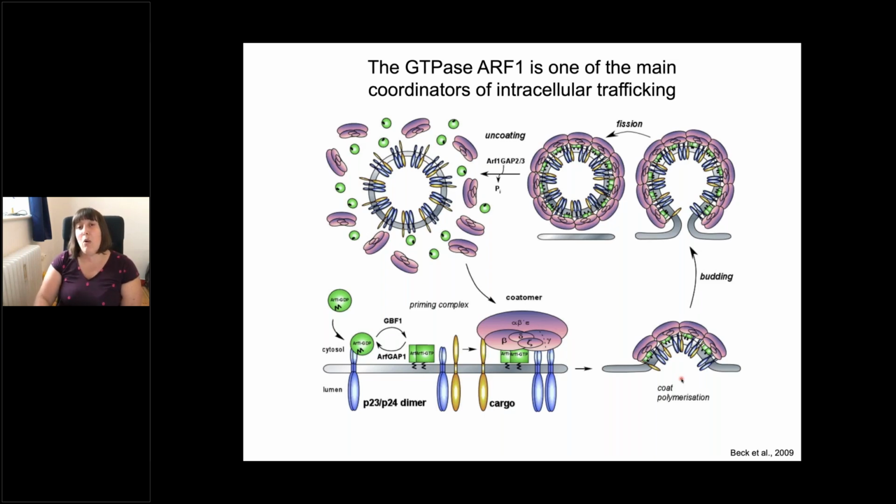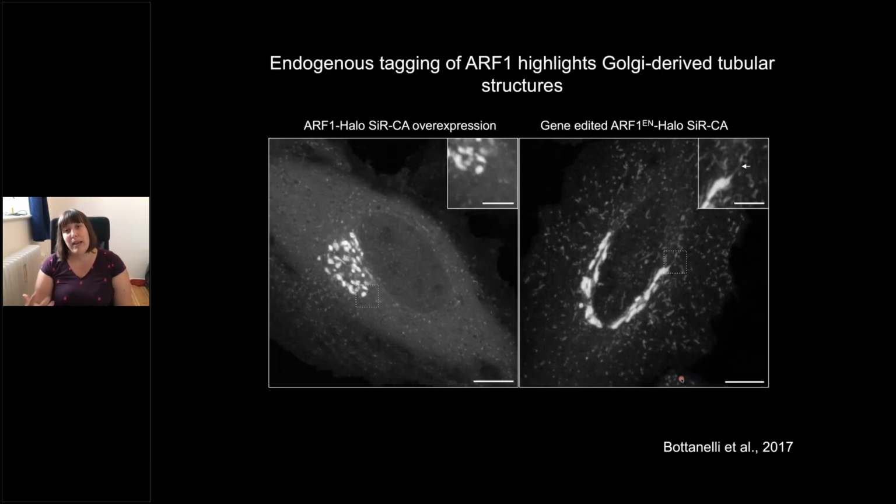However, when we put a HALO tag directly on the endogenous copy of ARF1 and not just overexpressed ARF1 into the cells, where the overexpressed ARF1 is on the left and the gene-edited ARF1 is on the right, what we found out is that not only was it involved in vesicle formation, but we could really see all these tubular vesicular structures coming out of the Golgi. So this is what the Golgi looks like at the fluorescent microscope in a living cell.